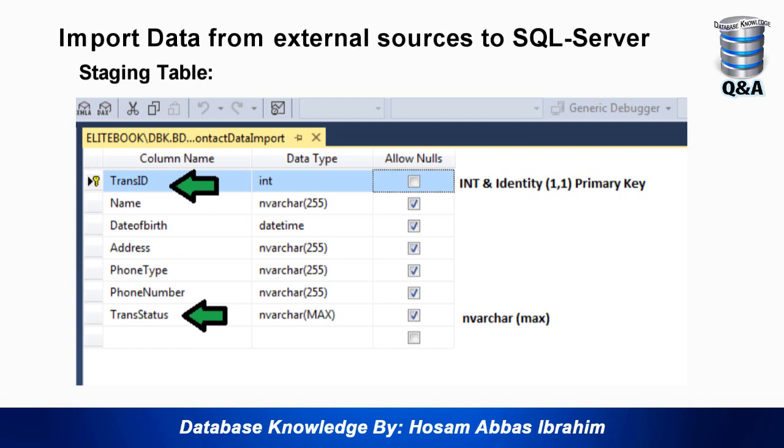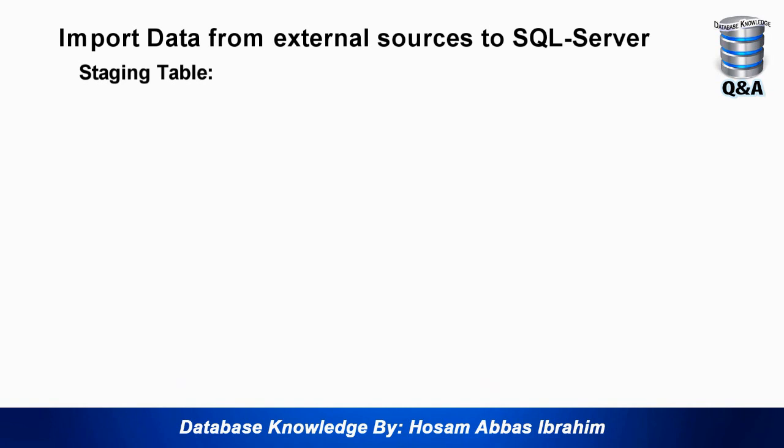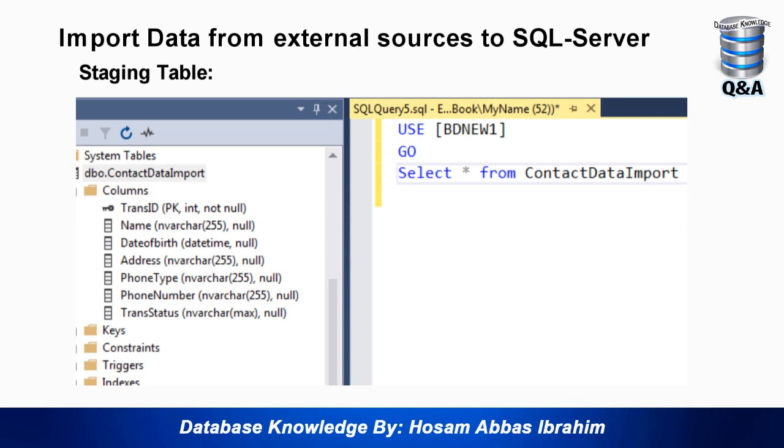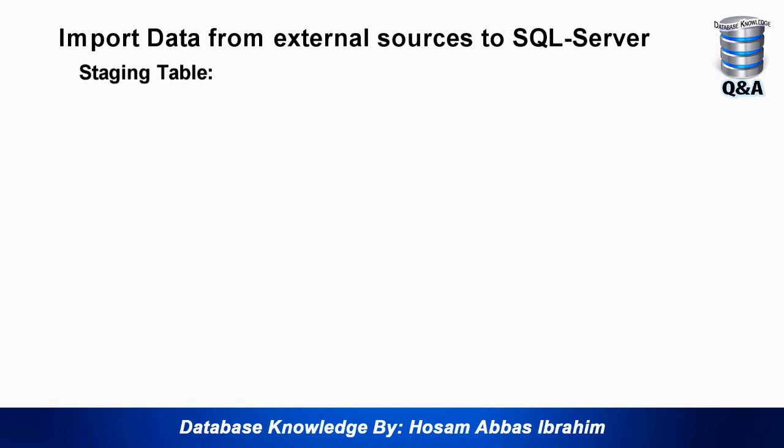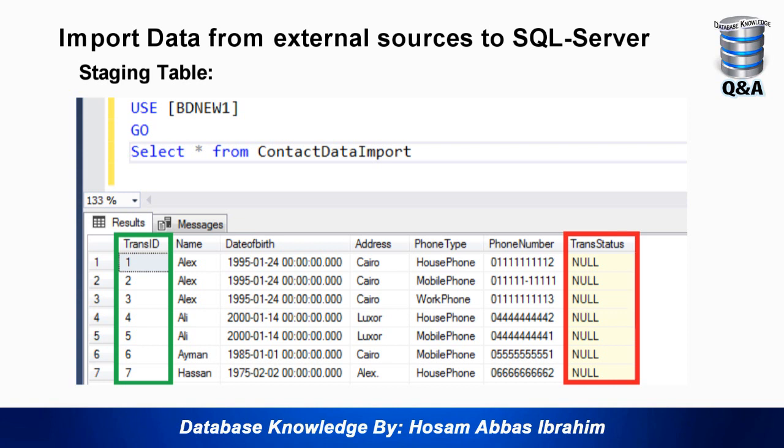So we'll add transaction ID, we'll make it integer, primary key, and we make it identity, so it will give values for itself. And transaction status, we make it varchar max, so it can handle any errors saved in it. We save the table. Now let's have a look after the changes we made. Select star from contact import. Here's the transaction ID's identity serial number, and the transaction status is all null because I haven't started doing anything yet. Now the data source is ready to start importing into our structure.